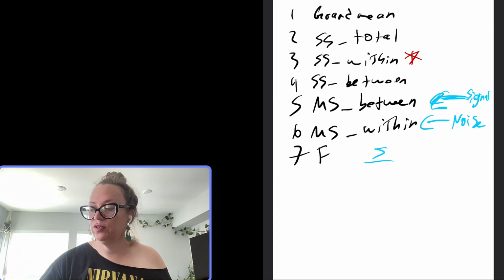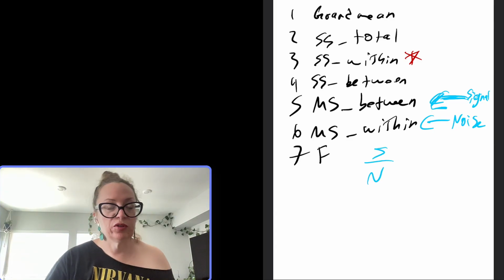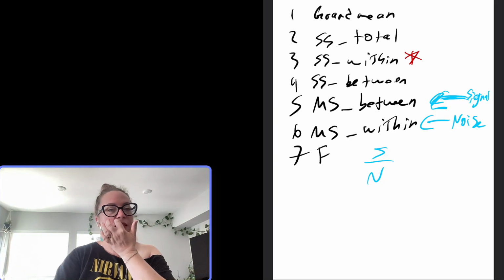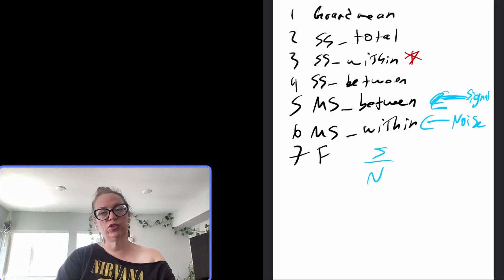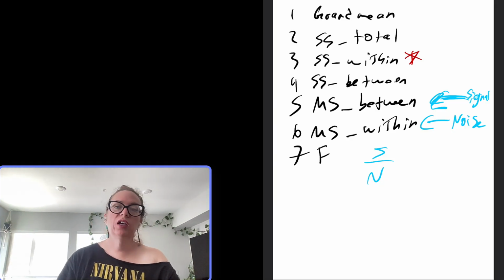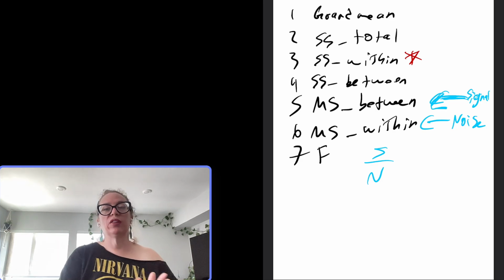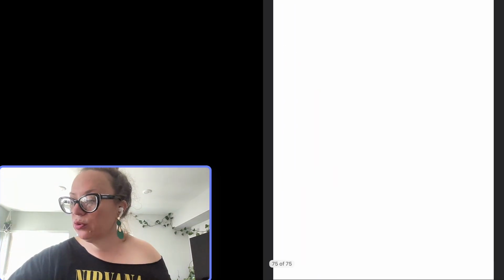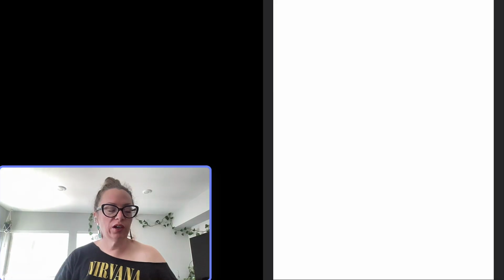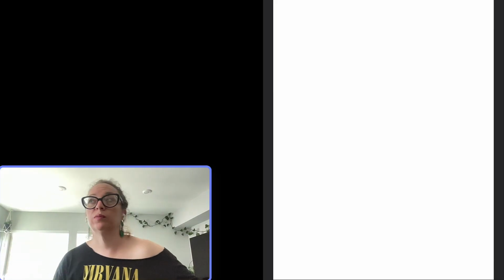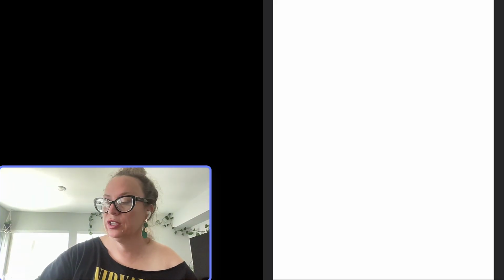So for the F, you're figuring out the signal per noise, the MS between per MS within. Again, steps 2 and 3 are where most of the work is. Once you have those, steps 4 through 7 are quick and easy. Every formula is building on the previous one. That's what makes it manageable. So let's go through this. I want you guys to have one more calculation under your belt before I release you.